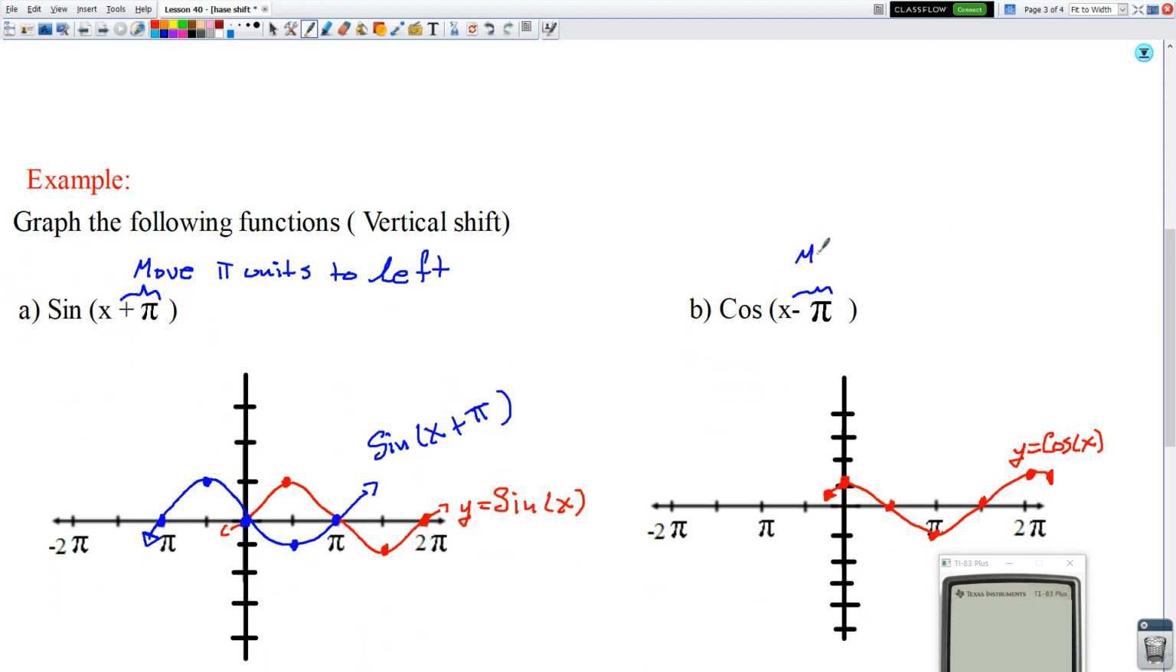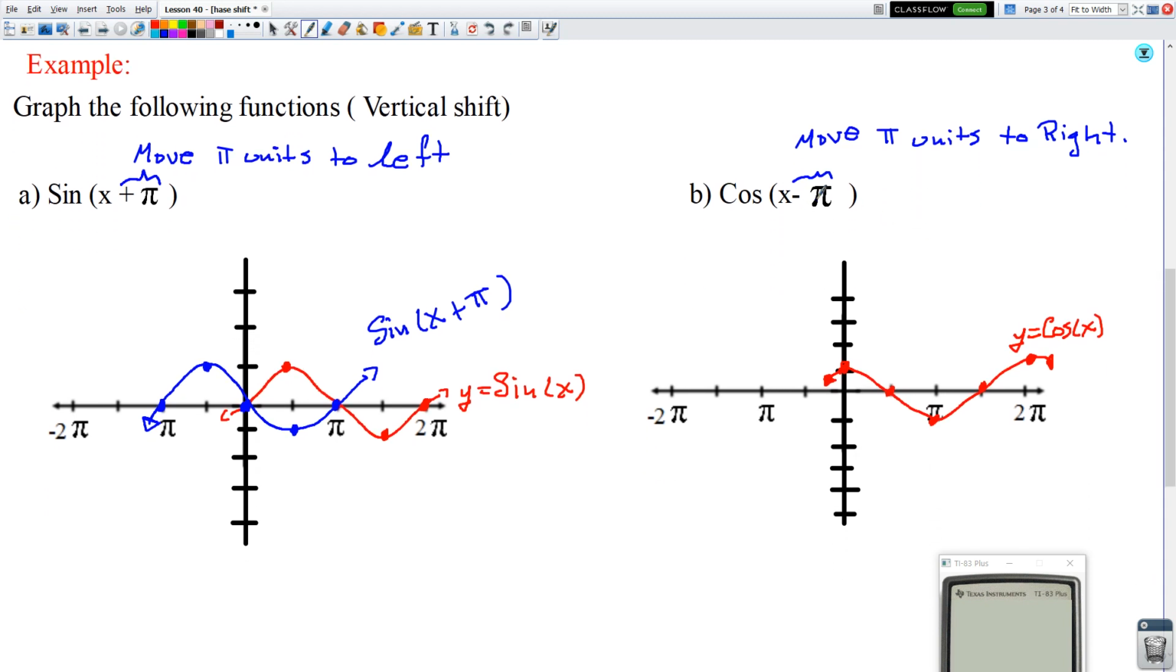So we're subtracting a pi. This is an indicator that you're going to be moving pi units, but this time to the right, because of this minus pi. We're going to get the parent function, and we're going to move it pi units to the right. We get this point, pi units to the right. We get this point, pi units to the right. It's going to be somewhere around here. All we have to do now is connect those points.